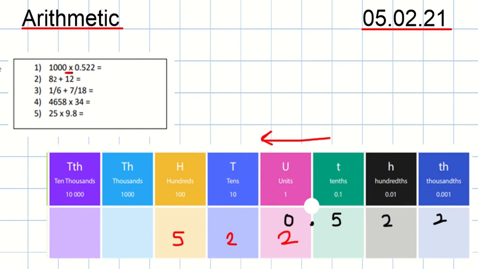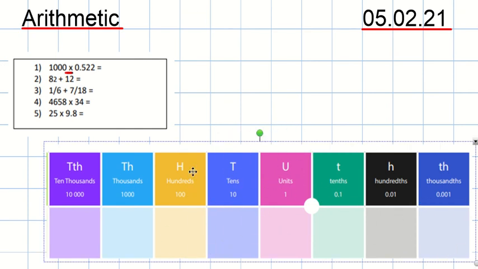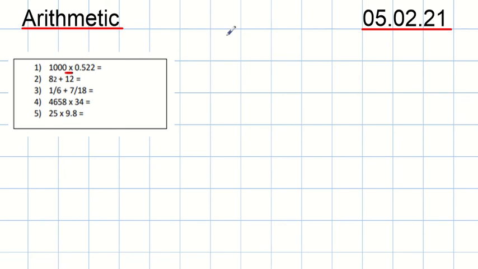Okay, question number 3. Let's make some space up here, shall we? Question number 3 is 1/6 add 7/18. So when we are adding or subtracting fractions, what do we need to look at first of all? Well done, those bottom numbers, and what do they need to be, Year 6? The same.